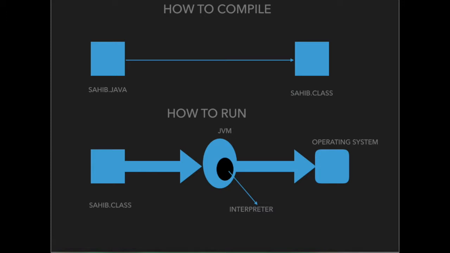Whenever we save any Java program, we save it with the extension .java. Now, in this example, I'm going to show you I've saved a file with an extension .java. When we compile this file sahib.java, it will be converted into sahib.class file, which we call bytecode.